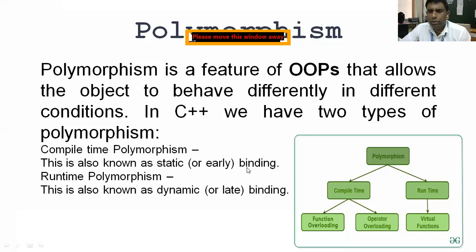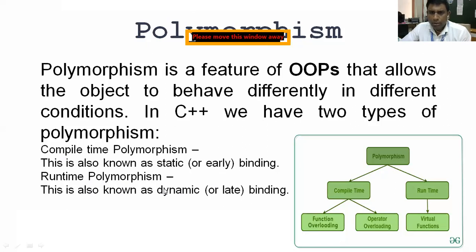Compile time polymorphism is also known as static or early binding, and runtime polymorphism is also known as dynamic or late binding. So the name should be clear. How can we say runtime polymorphism? It is dynamic or late binding. Compile time means static or early binding.